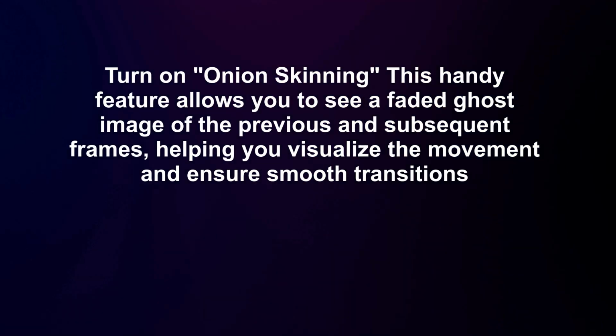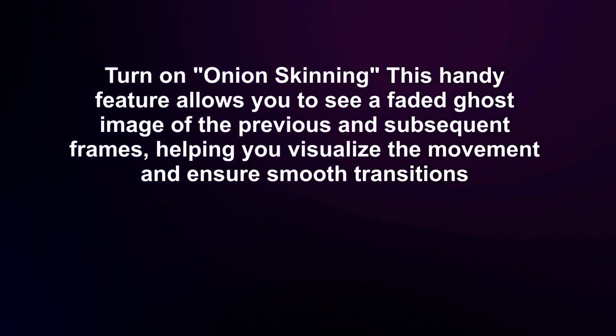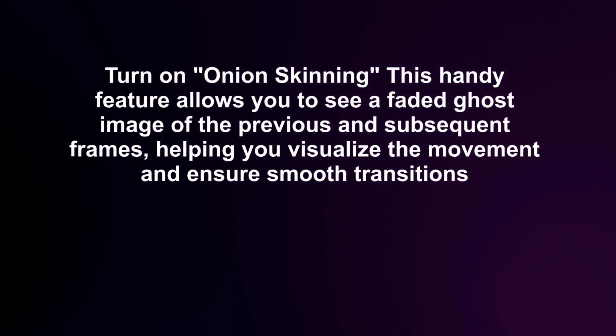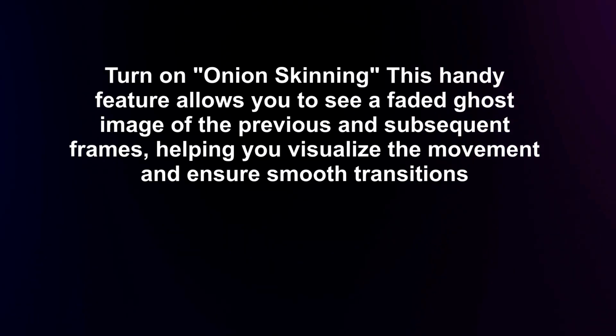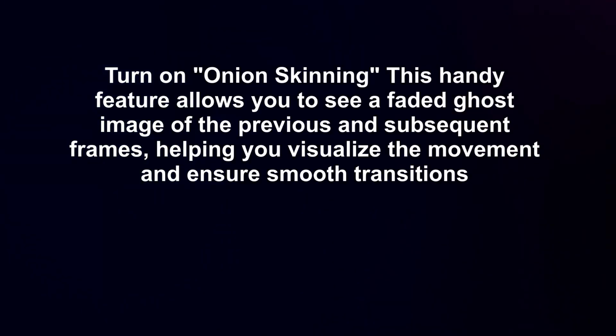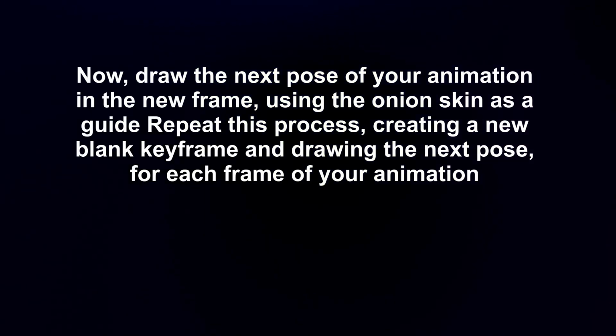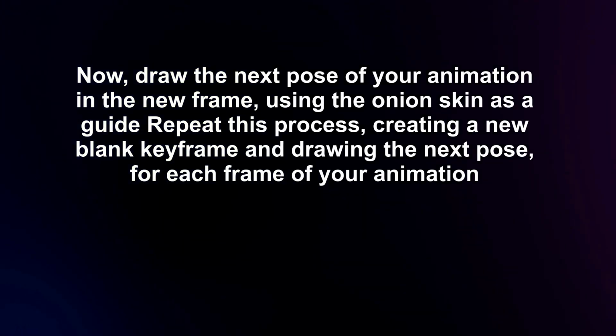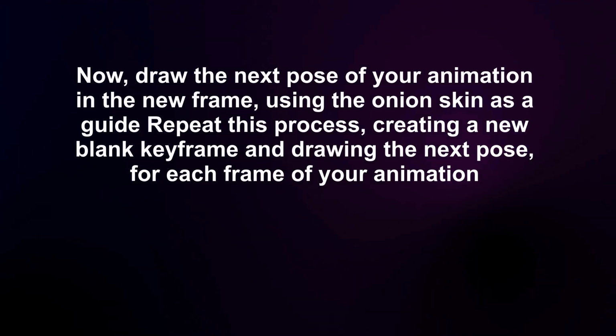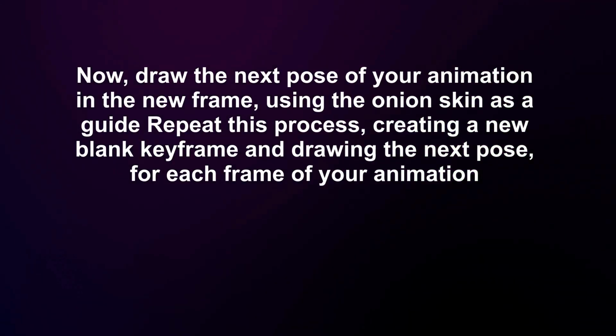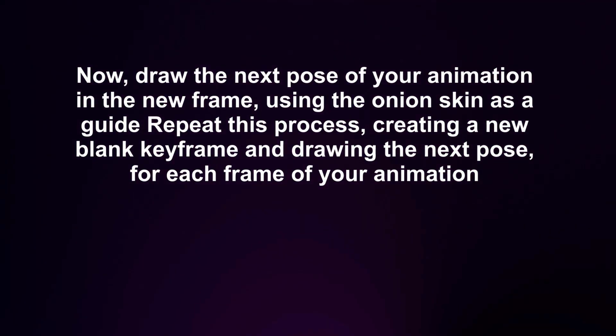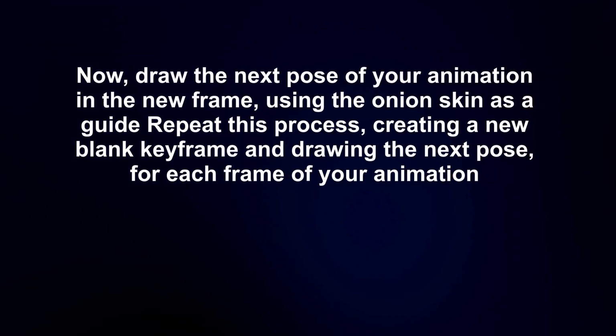Turn on onion skinning. This handy feature allows you to see a faded ghost image of the previous and subsequent frames, helping you visualize the movement and ensure smooth transitions. Now, draw the next pose of your animation in the new frame. Using the onion skin as a guide, repeat this process, creating a new blank keyframe and drawing the next pose for each frame of your animation.